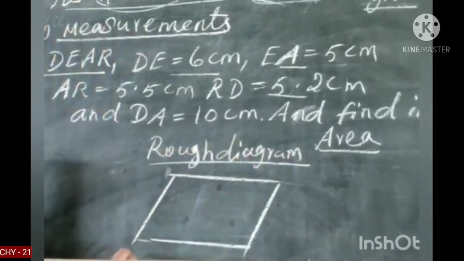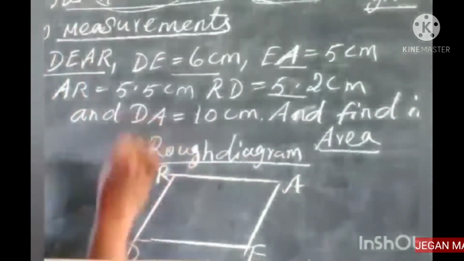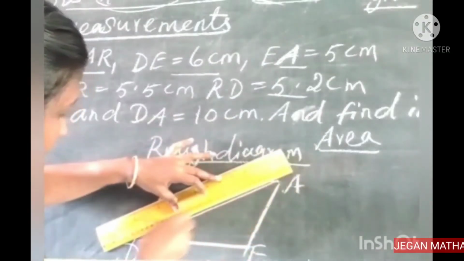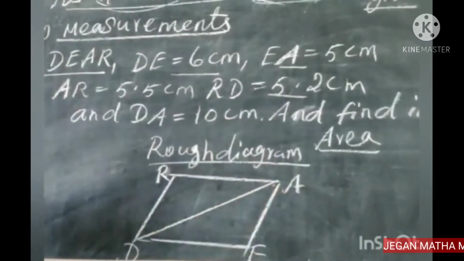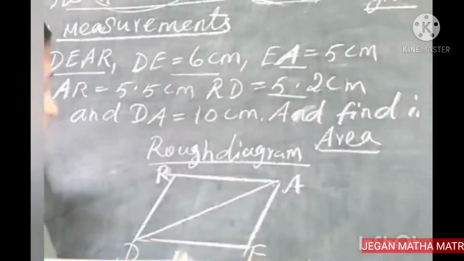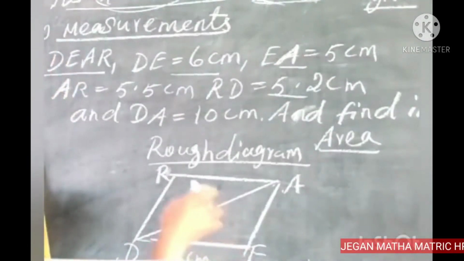DEAR. Okay, so this is the rough diagram. You have to draw the rough diagram and then you can point out everything. DE, that is the base side. Base is 6 centimeter here. You can mark all the given measurements on that rough diagram.